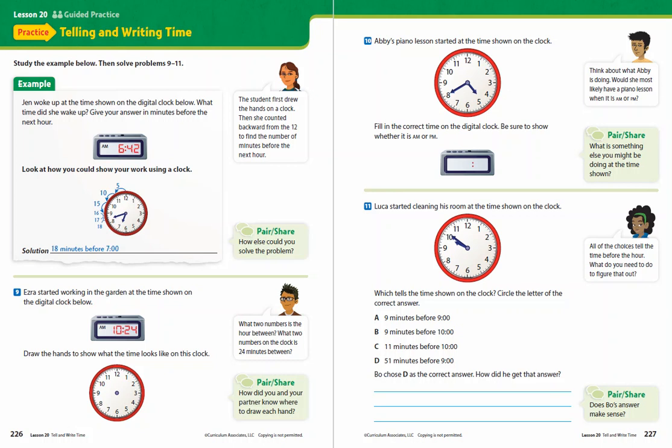So if you look at our blue lines right here and how they are jumping backwards from the clock, they are going 5, 10, 15, and then they're counting by ones to get to 18: 16, 17, and then finally 18. So this is 18 minutes before 7.